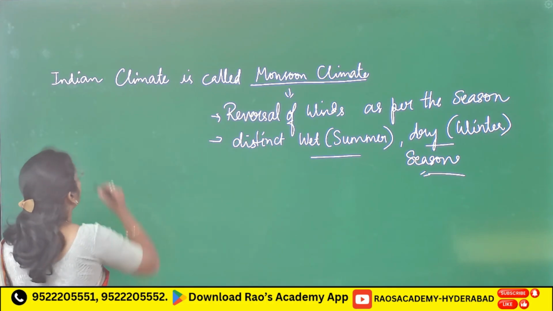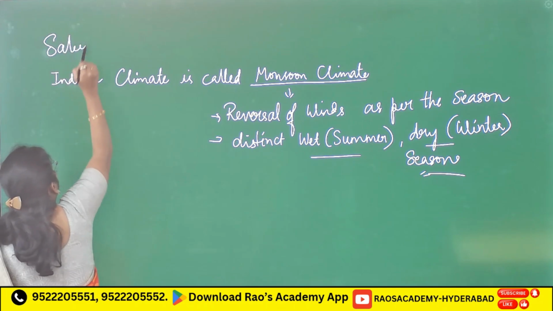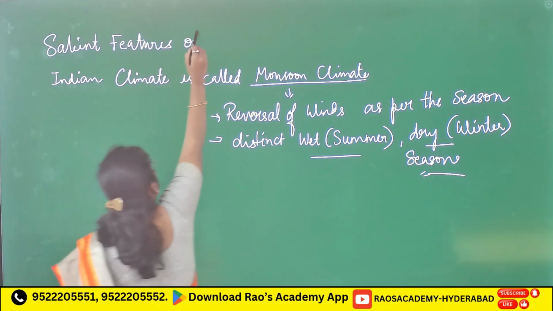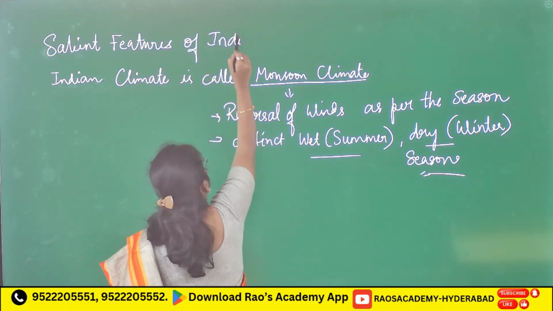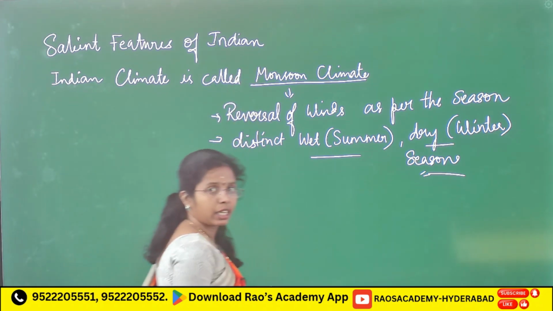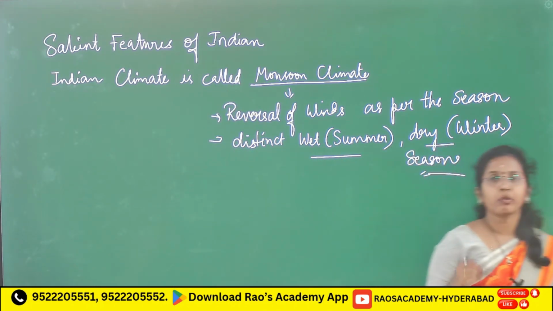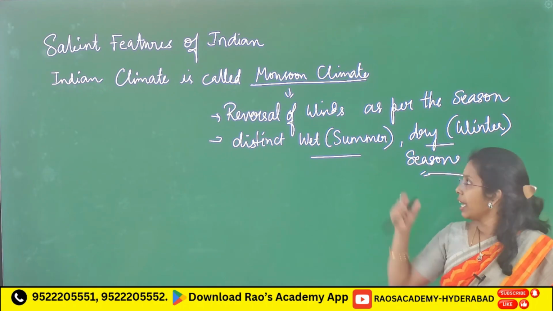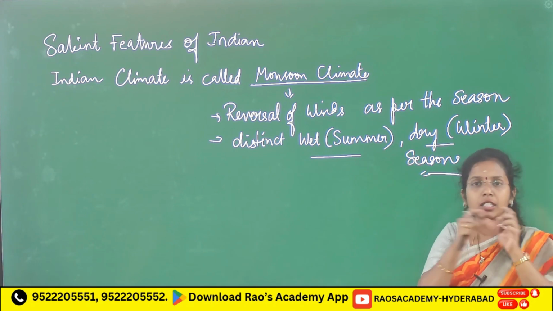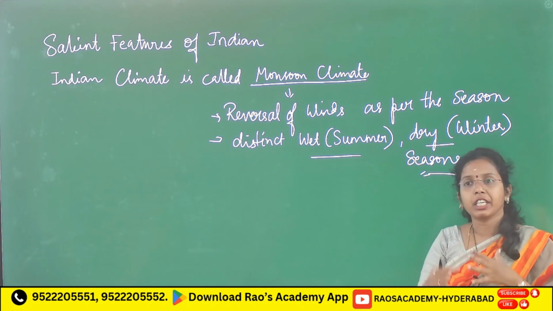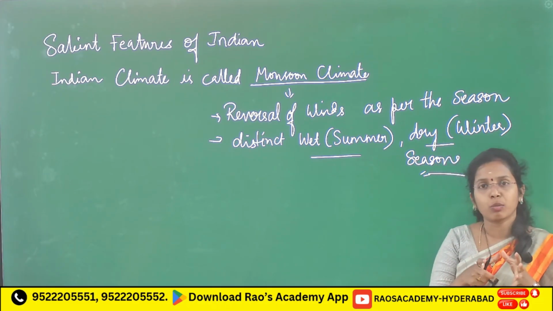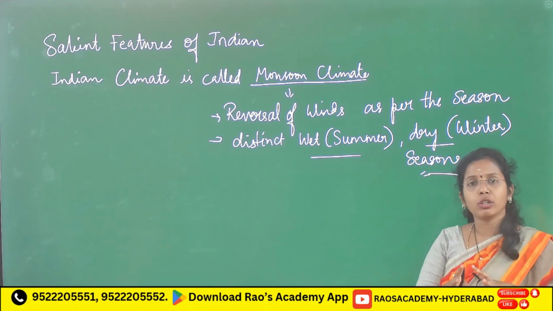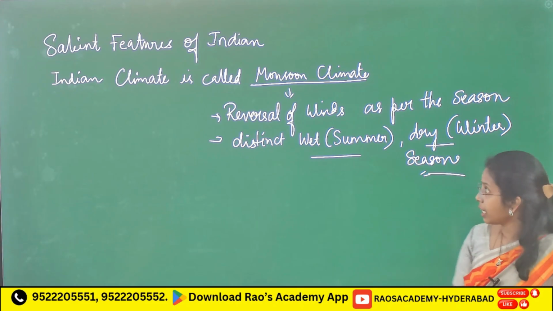Now, these are the salient features of Indian climate. First, we are going to see the salient features of Indian climate in brief, and after that we are going to discuss each and every feature in detail. Each feature is covered in your weather systems, like the southwest monsoon, the retreating monsoon, and in the southwest monsoon we are going to cover ITCZ and all those things. But in brief, we are going to discuss the salient features of Indian climate.